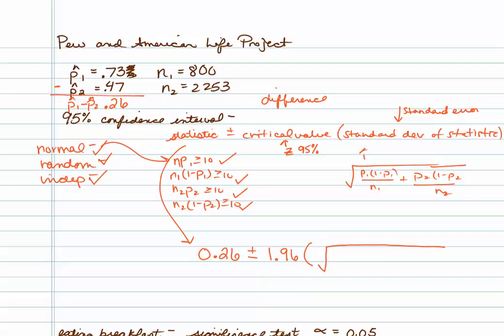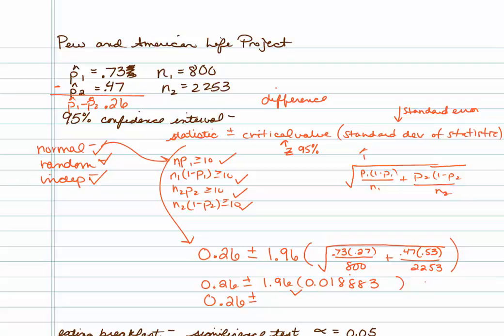So this one's going to involve a little bit of math to find the standard error or the standard deviation for this. This is where we're going to put 0.73 and 0.27 over 800, because there were 800 people in that sample. 0.47 and 0.53 over 2,253 in that sample. That gives 0.018883. I kept the whole thing, not like you really have to. That end part after the plus or minus is considered the margin of error.